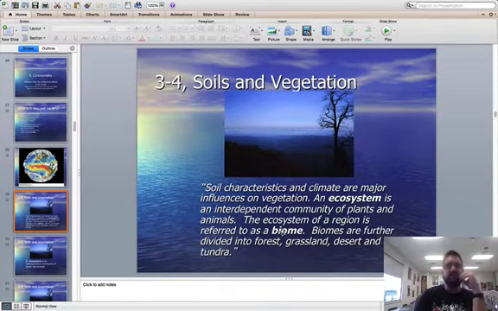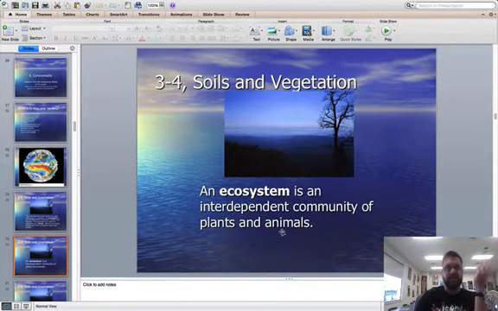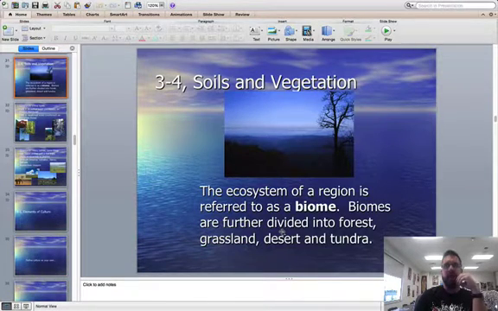All right, moving on to soils and vegetation. So first off, an ecosystem, you should already know this, is an interdependent community of plants and animals. So you could look at, like, Lake Louisville and the ecosystem that's there. But then on the bigger side of it, you have biomes. And so a biome is an ecosystem of a region, so looking at an entire region. So this is divided into forest, grassland, desert, and tundra. So for example, we live in a grassland, and the grassland extends all the way up into Saskatchewan in Canada. And so we're going to share a lot of similarities throughout this entire region. They may have some different animals up there than we do here, but generally speaking, we're going to share a lot of the same types of things.